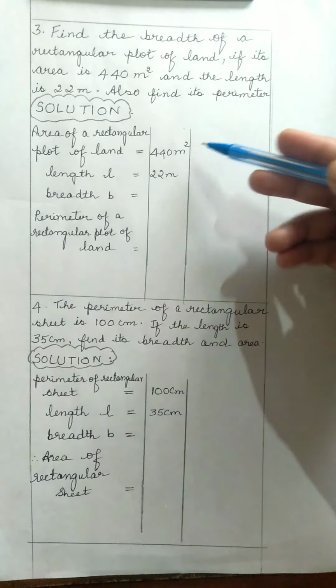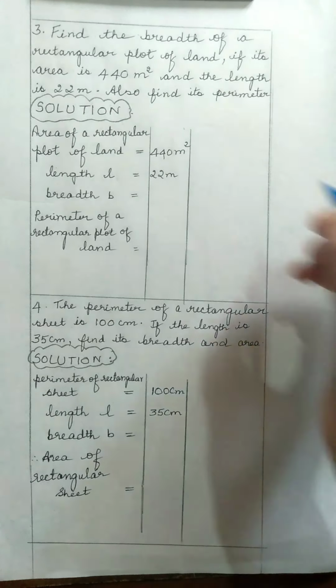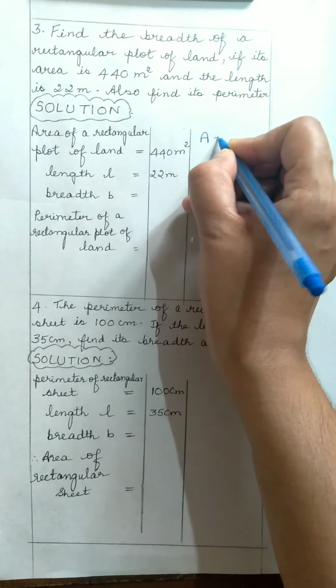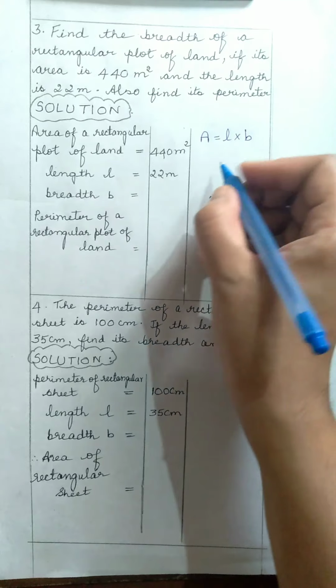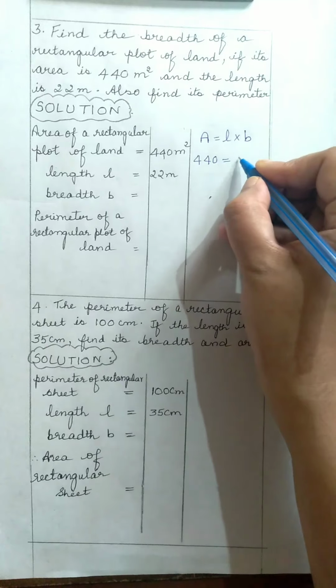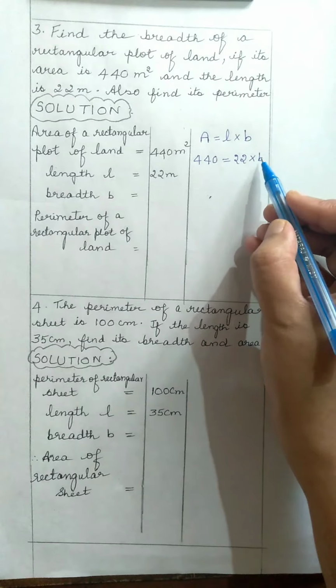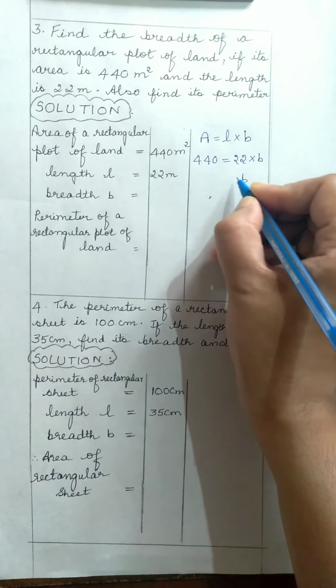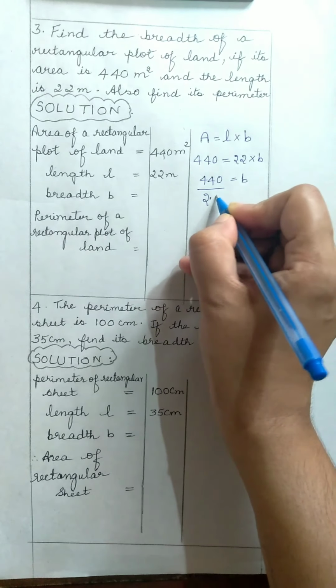Therefore, since the area of the rectangular piece of land is given, we can apply the area formula so that we will get the answer for the breadth. Therefore, area of a rectangle A is equal to L into B, where A is the area, L is the length, B is the breadth. Area is given with the measurement 440 meter square equal to length measurement is 22 into breadth is B. Now we want the measurement of breadth B. That will be equal to 440 divided by 22.